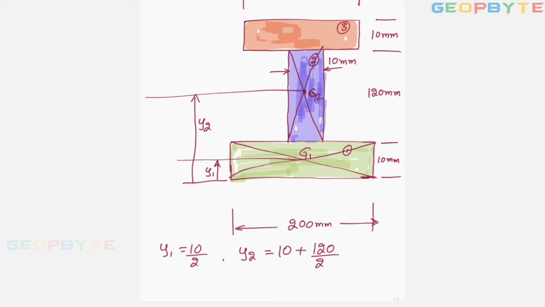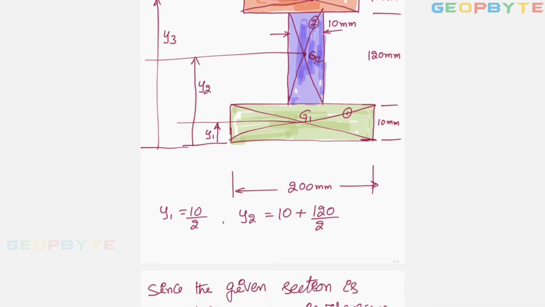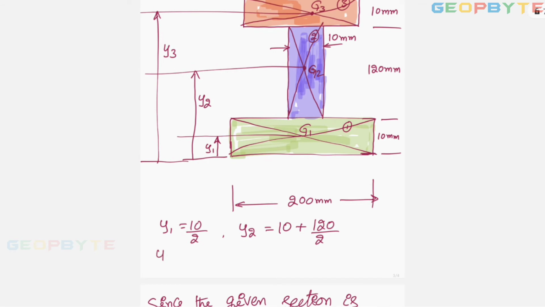Similarly, join the diagonals for section 3. Wherever these two diagonals are meeting, that is the centroid for section 3, marked as G3. Then this is y3. Then y3 equal to 10 plus 120 plus 10 by 2.